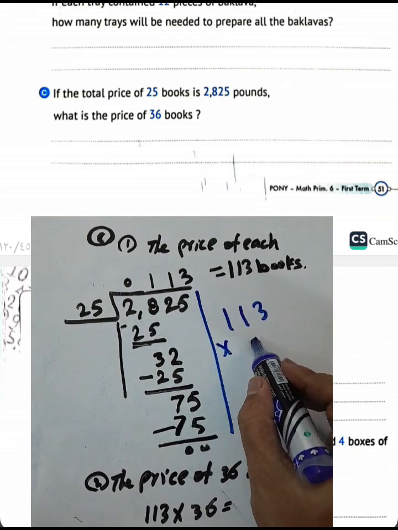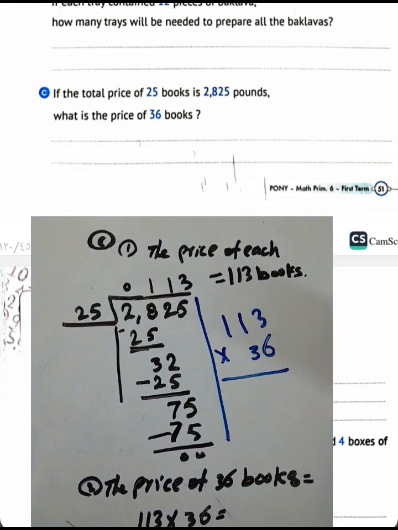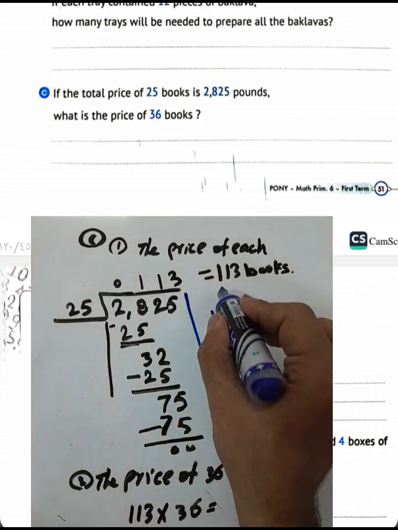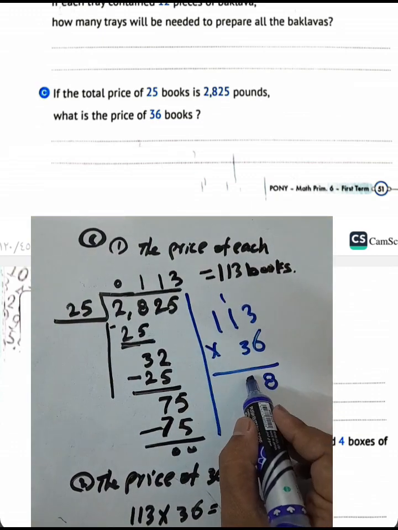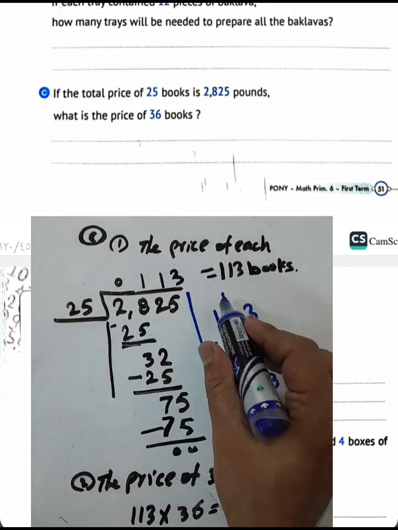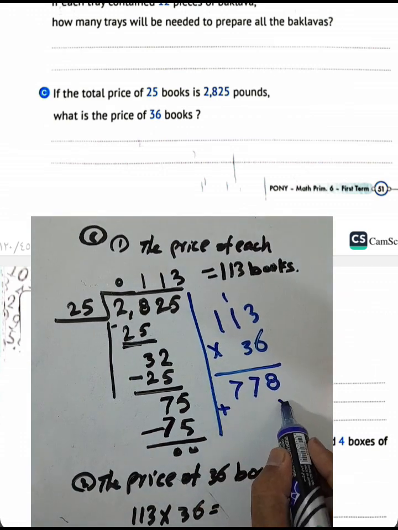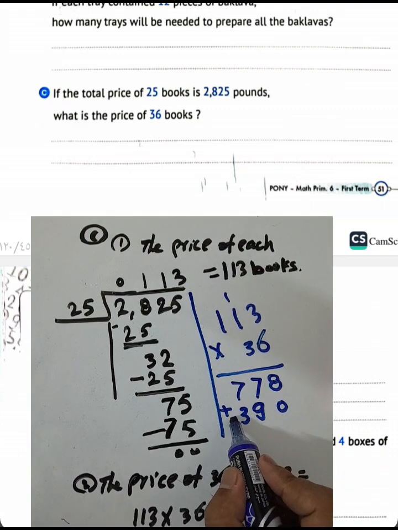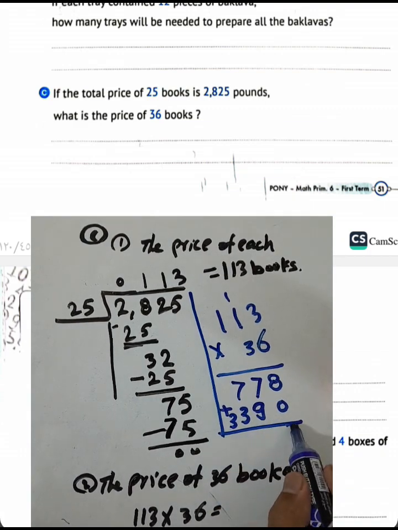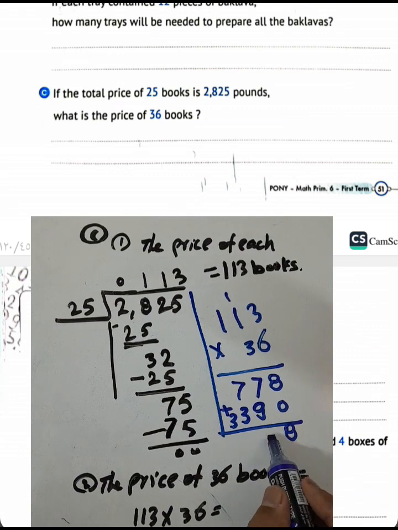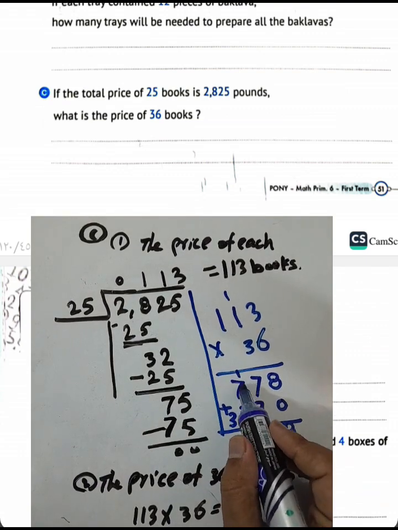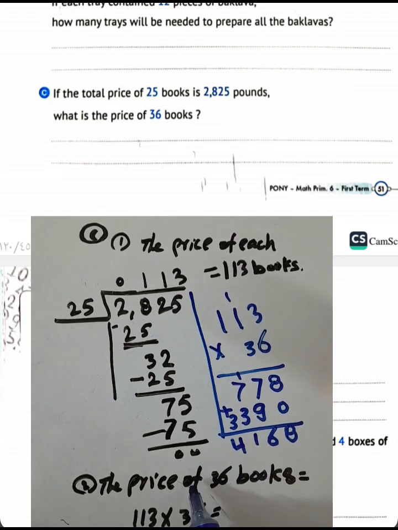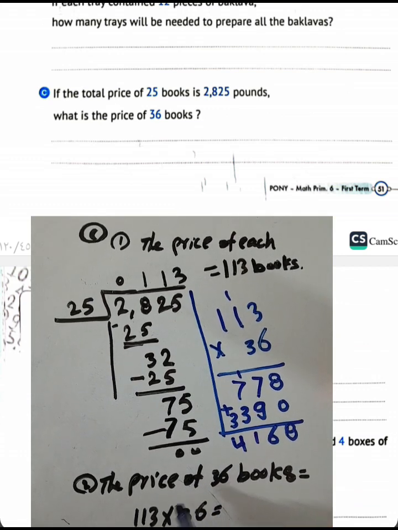113 times 36. 3 times 6 equals 18, 8 and carry 1. 1 times 6 equals 6 plus 1 equals 7. 1 times 6 equals 6 plus 1 equals 7. Then 3 times 3 equals 9, 3 times 1 equals 3, 3 times 1 equals 3. Then add: 8, 7 plus 9 equals 16, 6 and carry 1, 7 plus 1 is 8, 8 plus 3 equals 11, 1 and carry 1, 3 plus 1 equals 4.